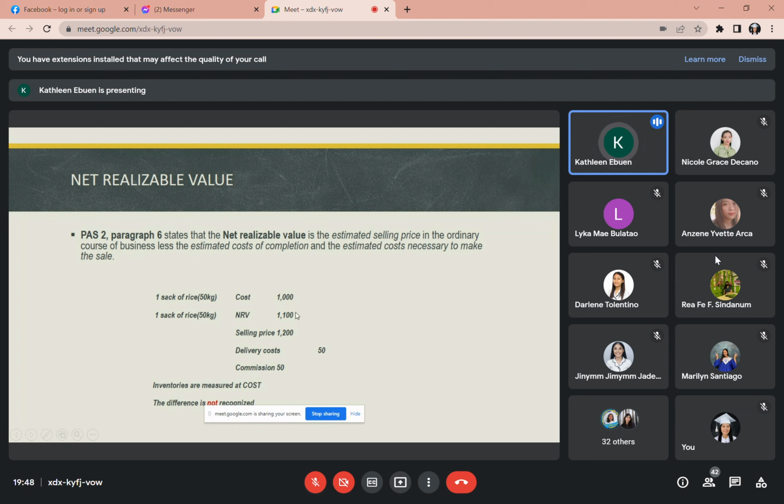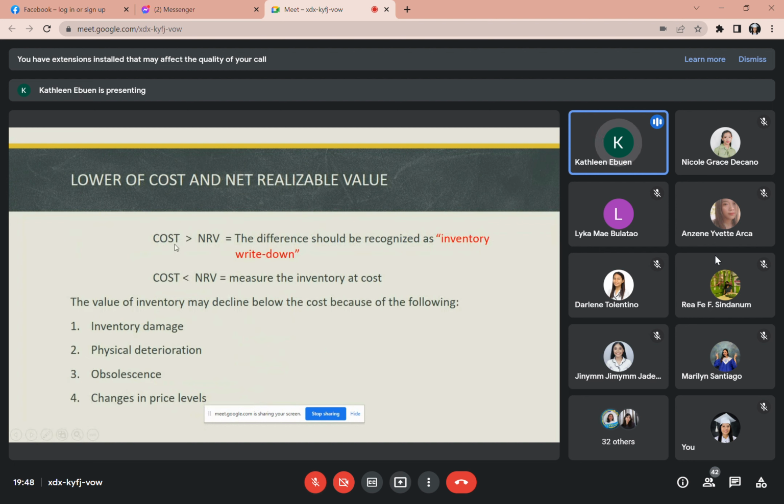Okay. Nagkakaroon tayo ng problema class kapag si cost ay mas mataas sa net realizable value. Kapag yung cost na na-incur natin, yung nagastos natin, is mas malaki kesa dun sa benefit na matatanggap natin from the sale, the difference should be recognized as inventory write-down. So, therefore, magkakaroon tayo ng adjusting entries. Okay, so bakit the value of inventory may decline below the cost because of the following.